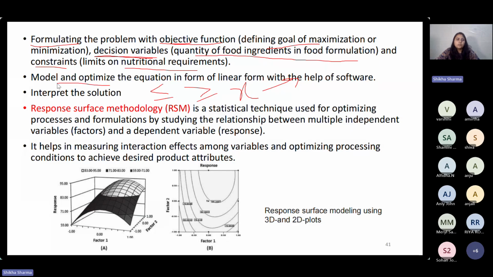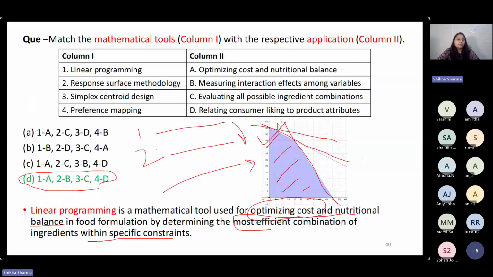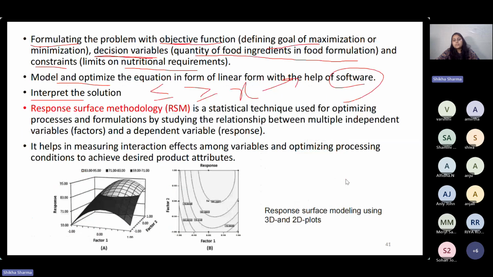So we model and optimize these equations in the linear form, and sometimes we can use some software also, and then we interpret the results. Based on this we can get some result or optimized area, and we can operate our system in that.